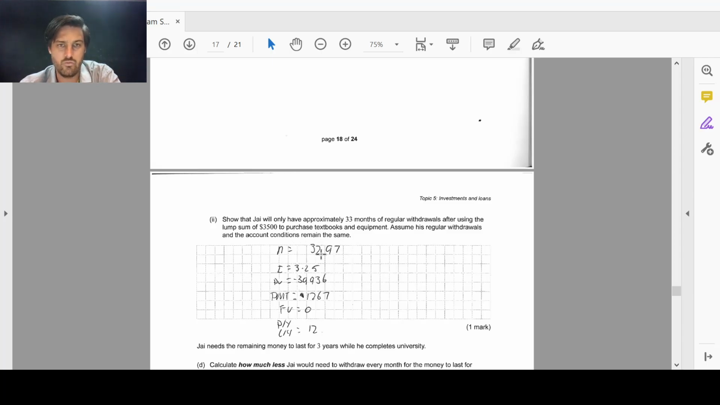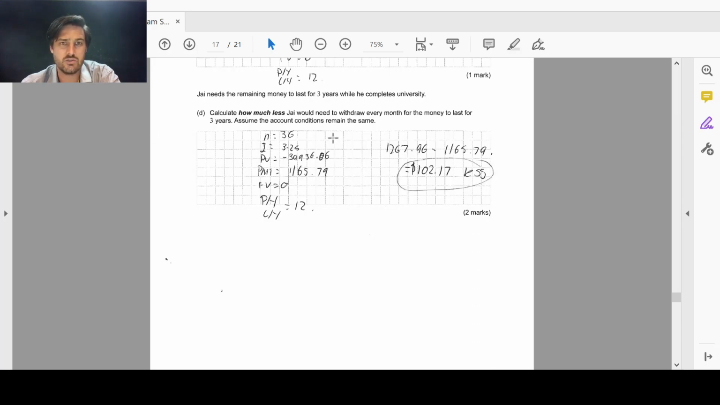That won't always ask you to solve for the N value. It might ask you to assume that he wants it to last the same amount of time: how much less does he have, or what is his new payment that he can withdraw, or something like that? In that case, you would solve for PMT. So again, we need to be really aware what the question's asking us for, what we need to solve for, and what pieces of information go where with these investment and loan questions. Well, there you go, they've just asked that question there.